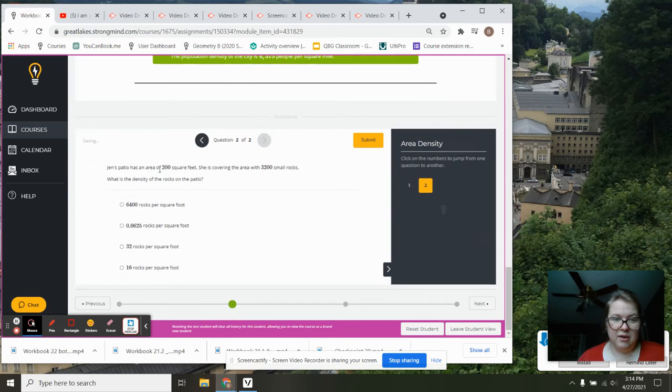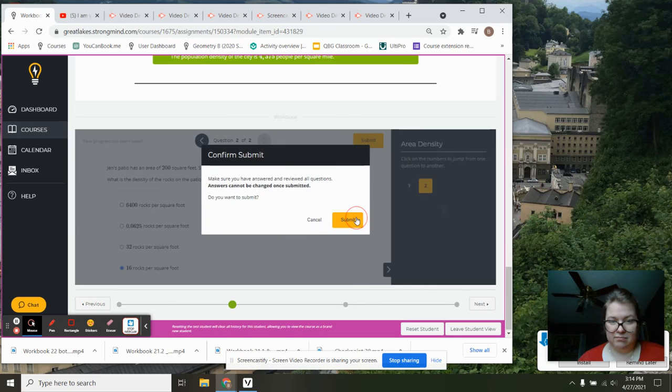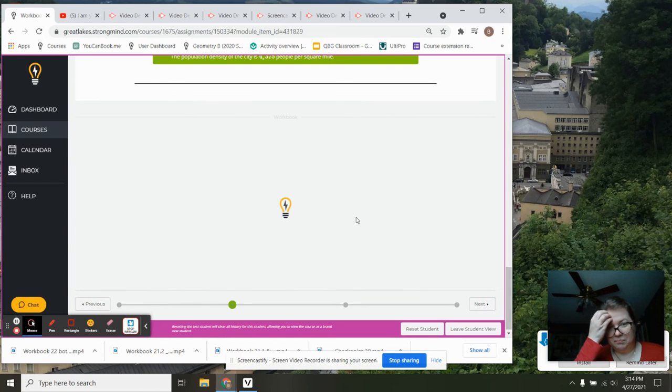And then Jen's patio has an area of 200 feet. She's covering the area with that many small rocks. What is the density of rocks on the patio? So we're going to take the rocks divided by the area. Again, so that's 16 rocks per square foot. These are going to be really small. Okay, so that is the idea behind density.